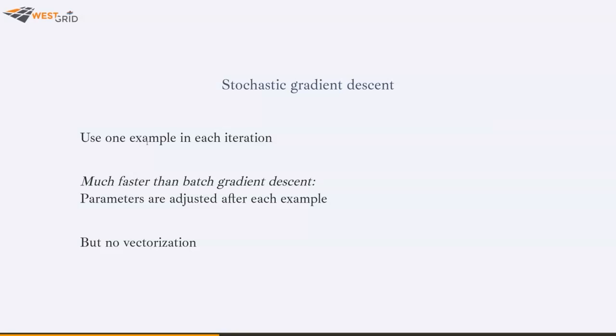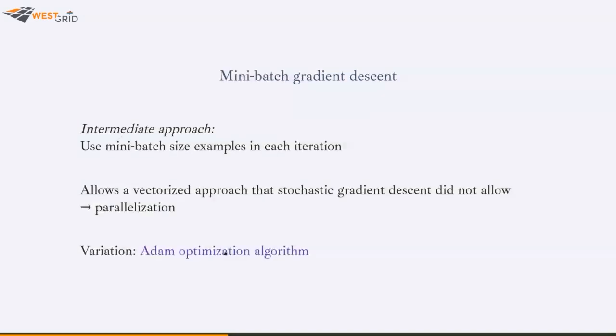So another approach is stochastic gradient descent. In this case, you have only one example, so one input-output pair in each iteration. So it goes much faster, obviously, because after each example, the algorithm adjusts the parameters. On the other hand, it doesn't allow vectorization, because you pass elements one at a time.